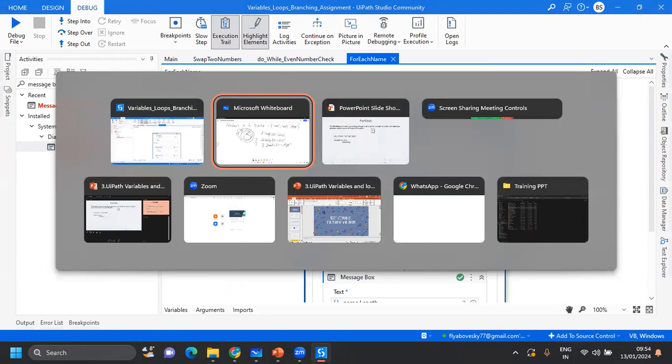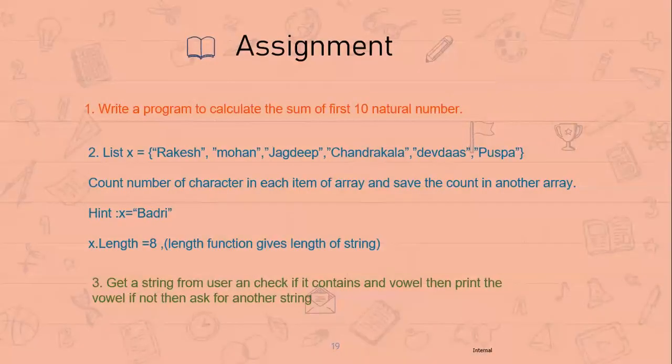Where is our PowerPoint? Yeah. So these are the assignments which you have to finish. You need to write a program to calculate the sum of 10 numbers with the help of for each. Second, you have the list of Rakesh, Mohan, Jagdap, and others. You need to calculate the number of characters of each item in this first list, and save that count in another array. Like x is Badri, so x dot length will be 5.